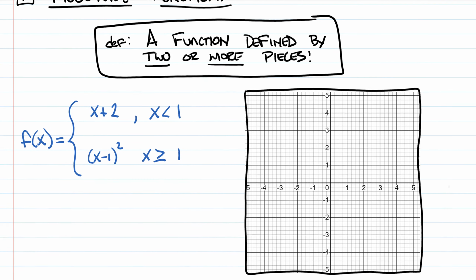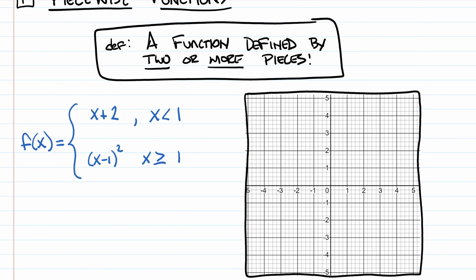So let me walk you through an example of what a piecewise defined function is, and I want us to consider a couple of things. First, we've got to know how to read this statement. This is the function f of x. It's equal to x plus 2 if my x's are less than 1, or it's equal to (x minus 1) squared if my x's are greater than or equal to 1.